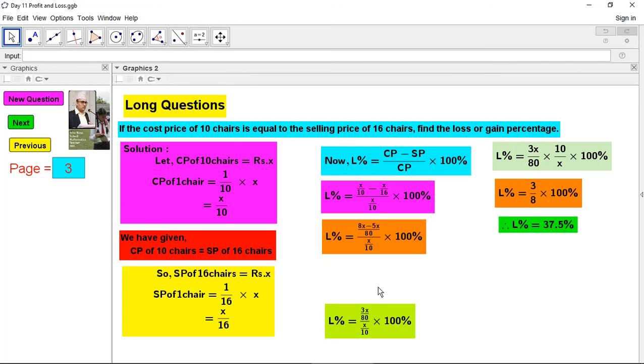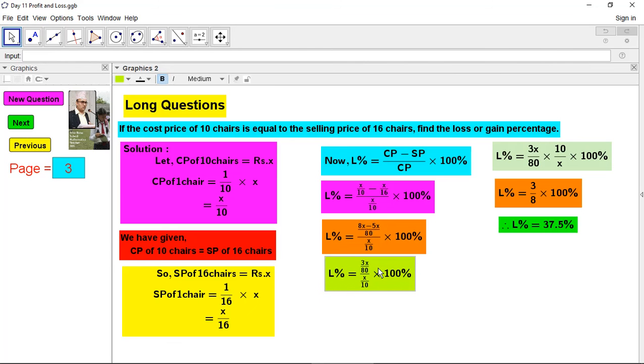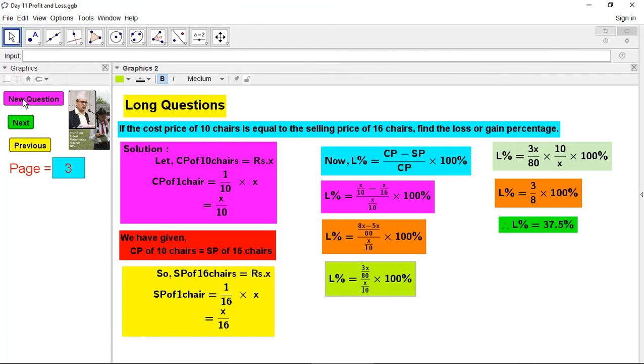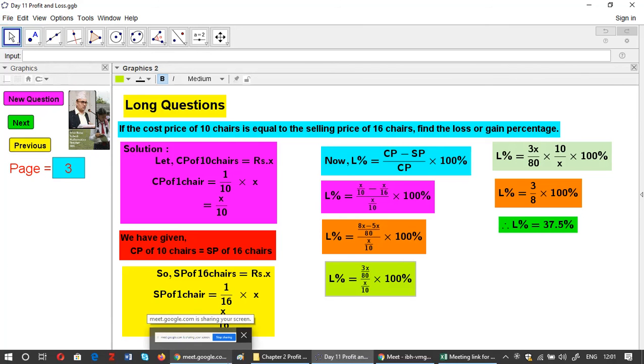Now you have to copy, dear students, you can copy. I will drop this, I will save this. So please copy this first. I'll wait for a few minutes, dear students. Please.